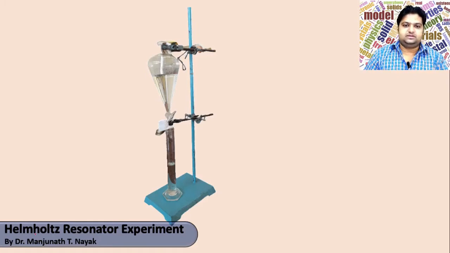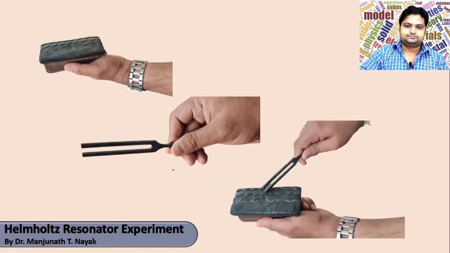There's water filled up to the brim here, and of course this photo was clicked in between the experiment. Otherwise there will be water up to the brim, and then of course there's a small measuring cylinder down below to collect the water. So how to hold them?